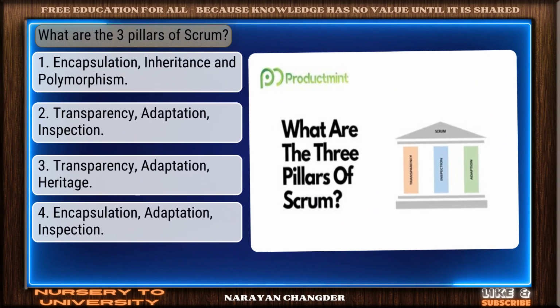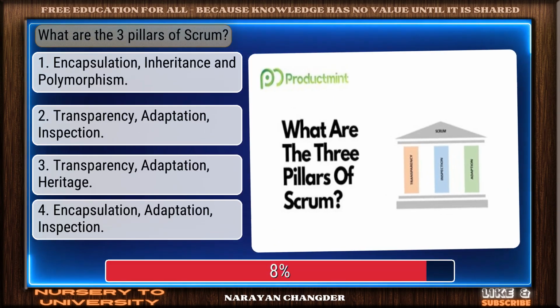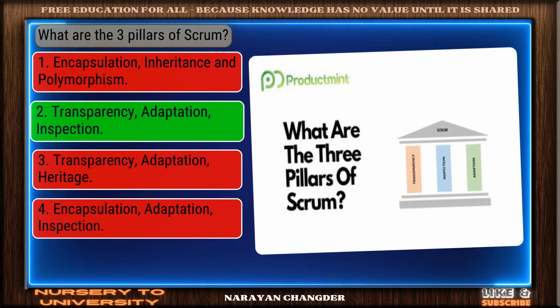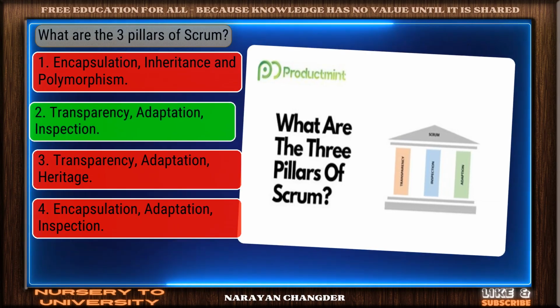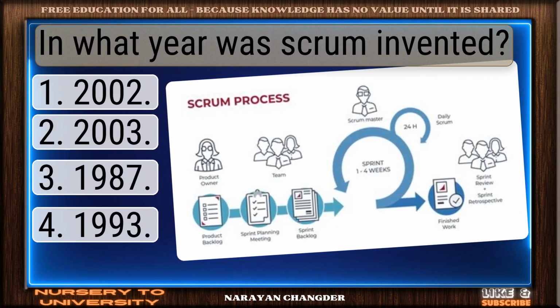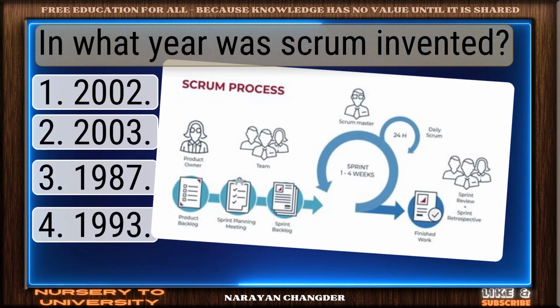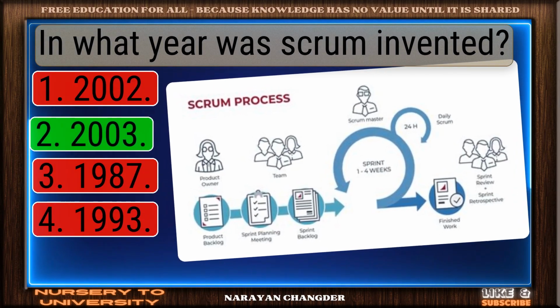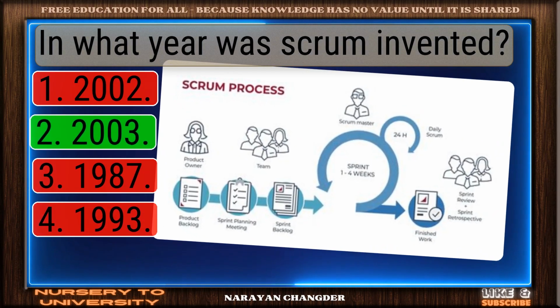Question number 7. What are the 3 pillars of Scrum? On track. Transparency, adaptation, inspection is the correct answer. Question number 8. In what year was Scrum invented? Solid response. 2003 is a valid choice.